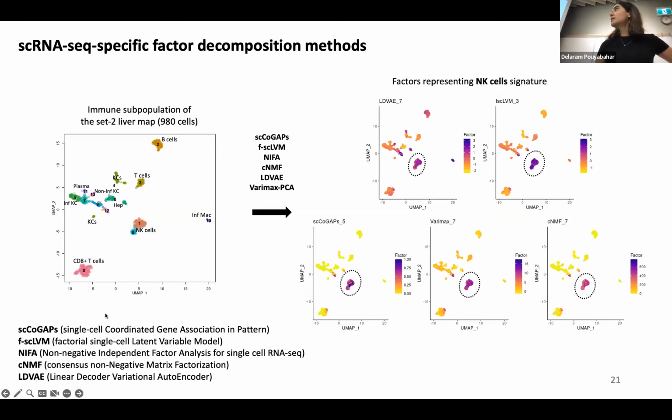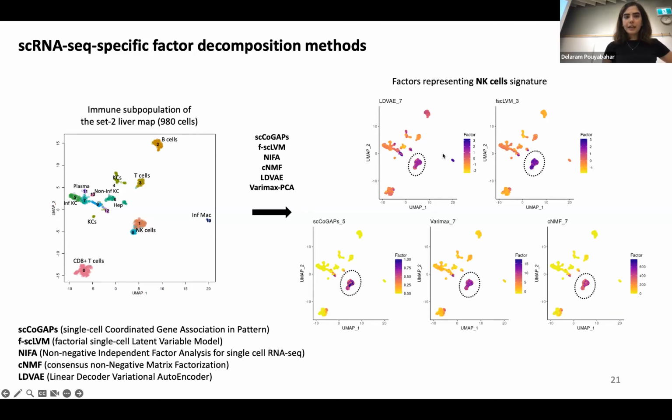So basically what it does is that it tries to come up with more stable factors by running NMF like 1,000 times and then clustering the factors and representing those as a more robust solution. And for the autoencoder ones that I've been talking about, this is one of the popular nonlinear methods out there, like LDVAE. It's a linear decoder variational autoencoder.